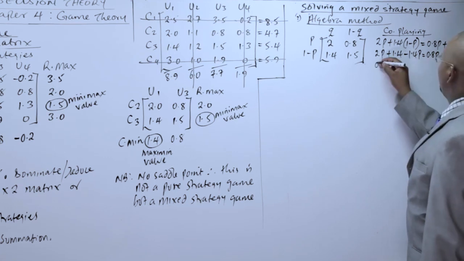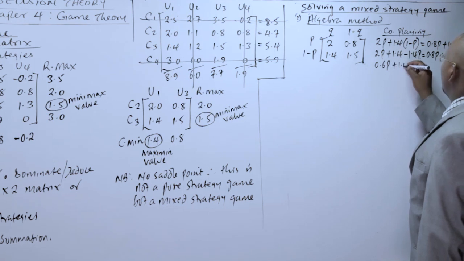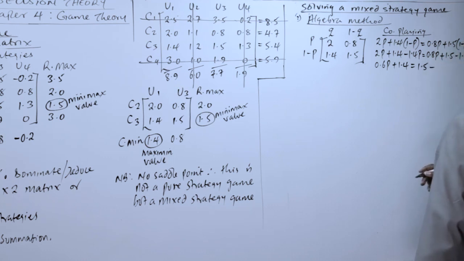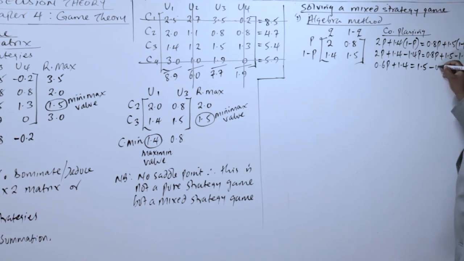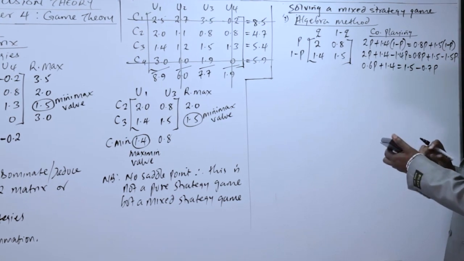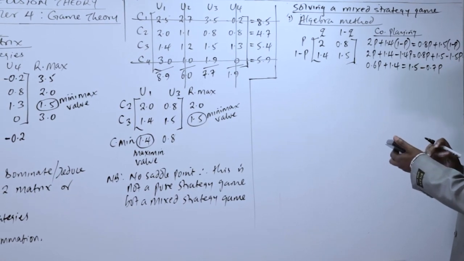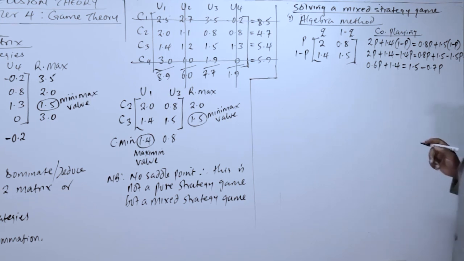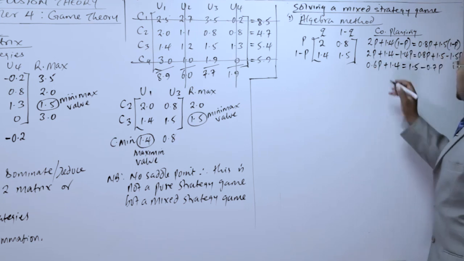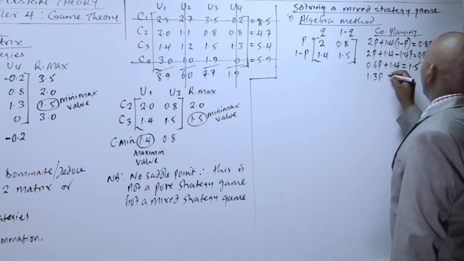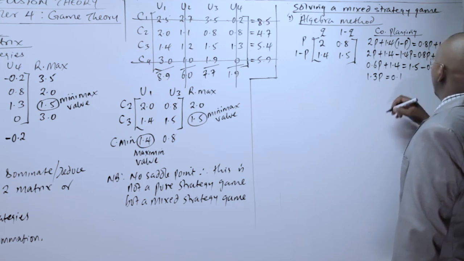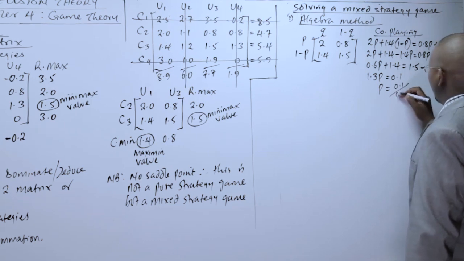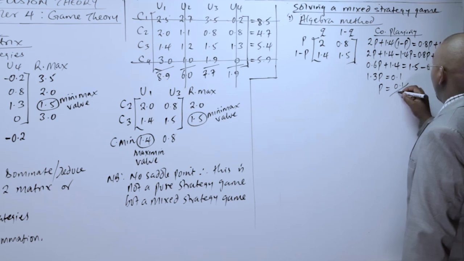So like terms together, this is 0.6P plus 1.4 equals 1.5. Then we'll be having a minus 0.7P, because if you are to have 0.8 minus 1.5, the answer will be minus 0.7P. So like terms together, if you are to transfer this P this side, this will be 1.3P equals 0.1. So therefore our P shall be 0.1 divided by 1.3.